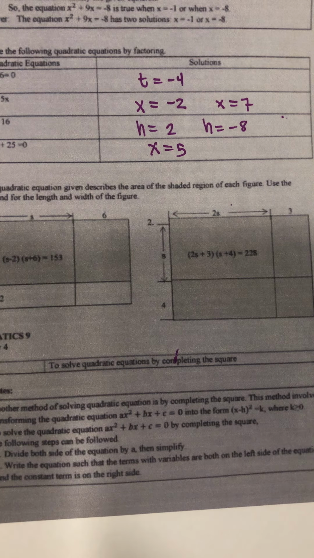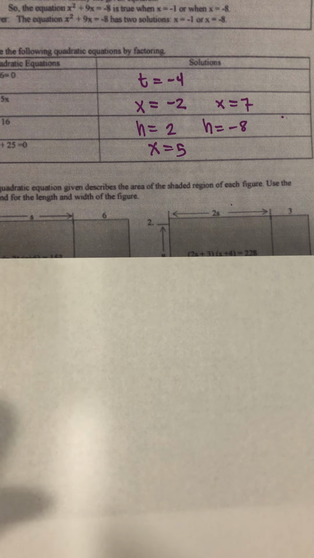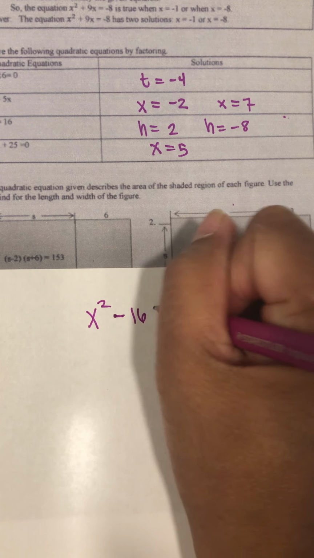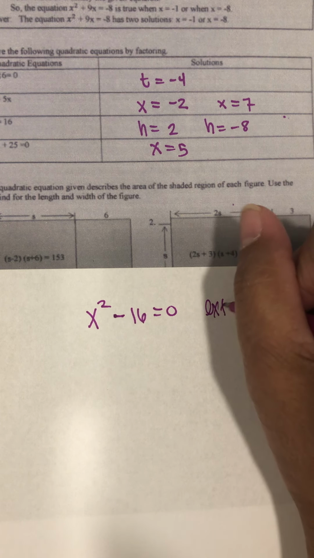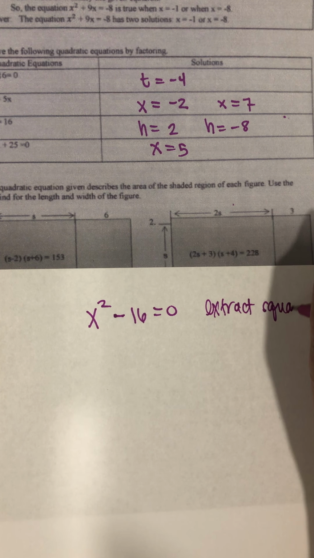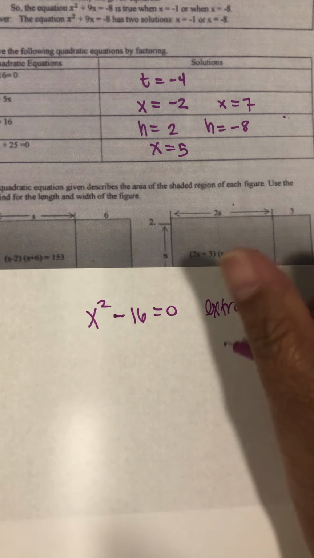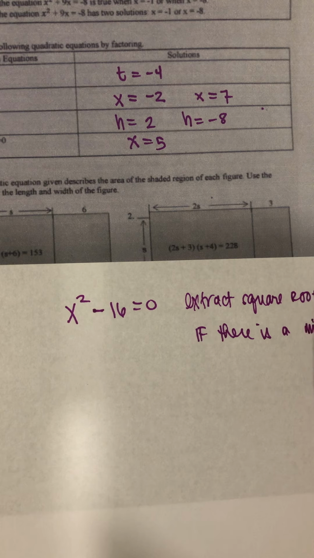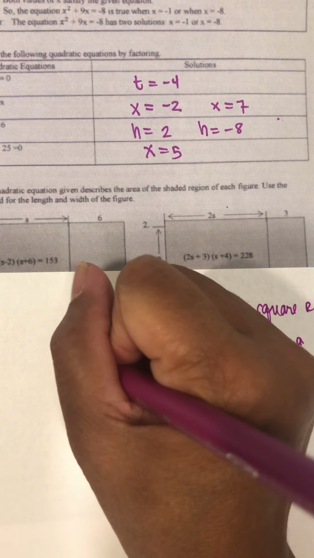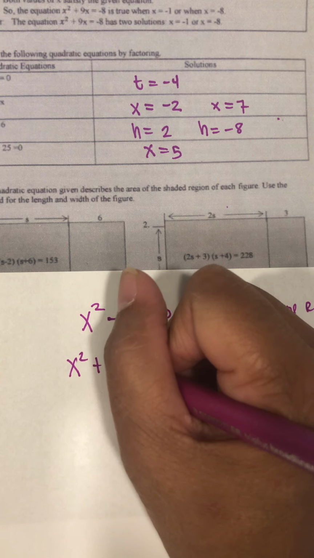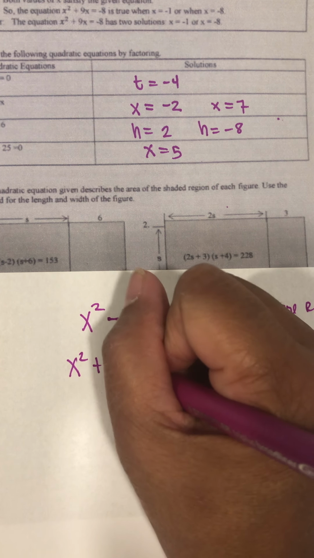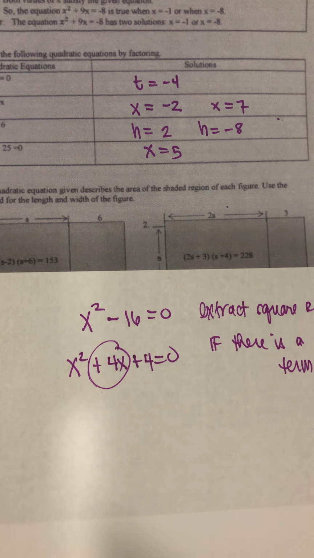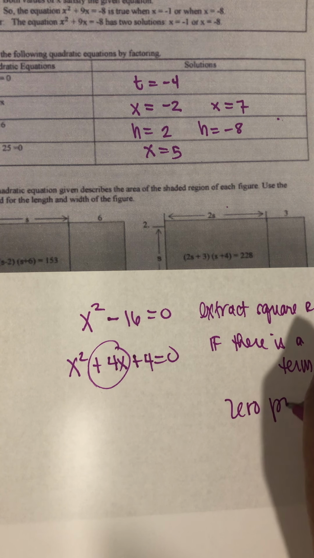let's summarize real quick, Keith. If there is no middle term, such as x squared minus 16 equals 0, extract square root. That's what you're gonna use. If there is a middle term, such as x squared plus, let's say, 4x plus 4 equals 0. There is that middle term. You're gonna do the 0 property. Okay?